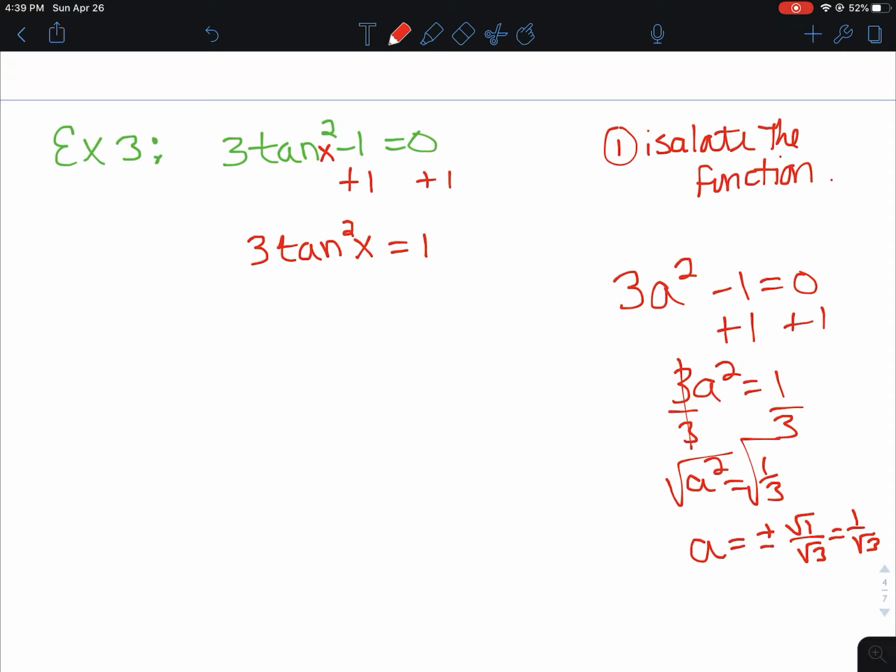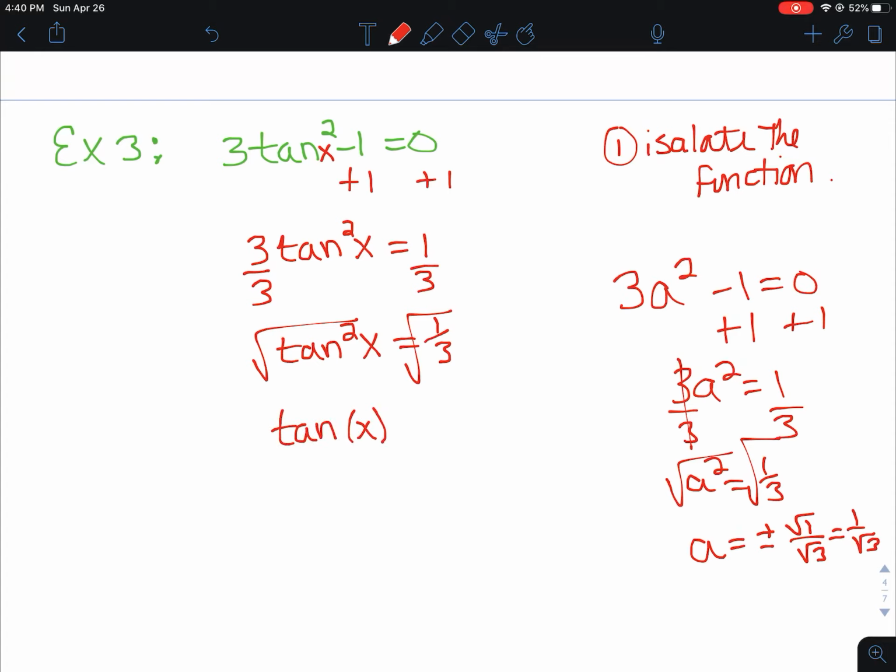So doing the same thing here, we added 1 to both sides. Then I'm going to divide by 3. So tangent squared x is equal to 1/3. You can take the square root of a trig function.